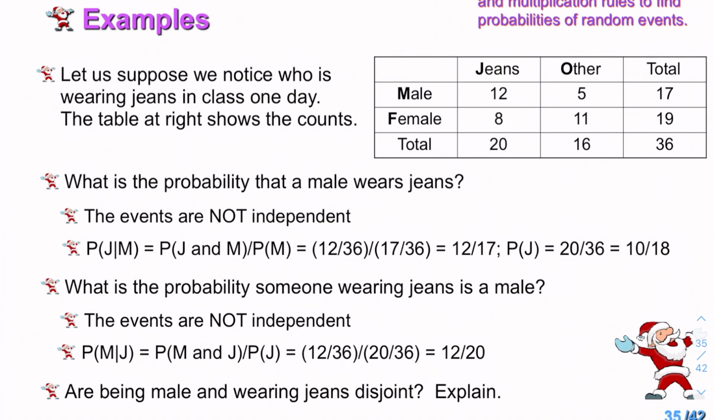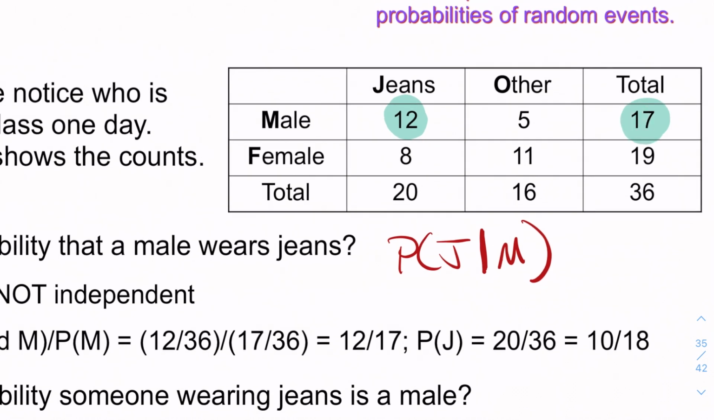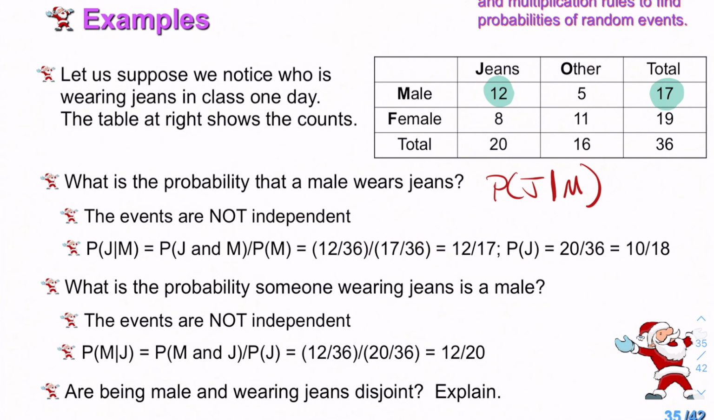Notice, what's the probability that a male wears jeans? It's the probability that the person's wearing jeans given that they are male. So what I want you to look at is the intersection between male and jeans divided by the probability that they are male, which is 17. And that's what we should get, 12 out of 17.